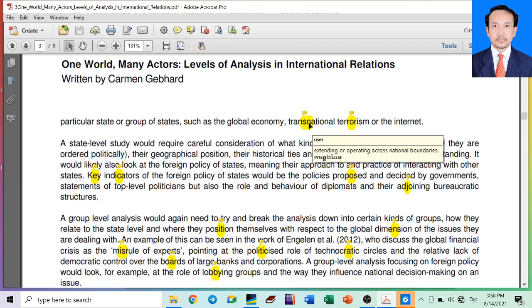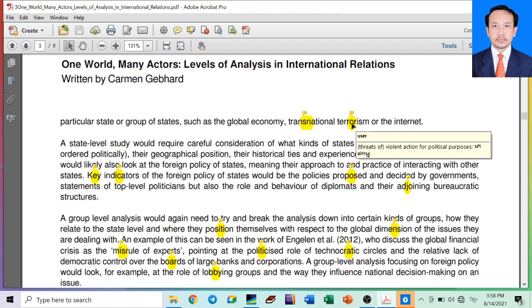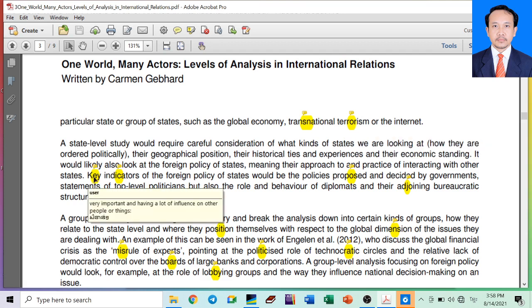Transnational: extending or operating across national boundaries, similar to international. Terrorism means the threat of violent action for political purposes. Key: very important, and having a lot of influence on other people or things.